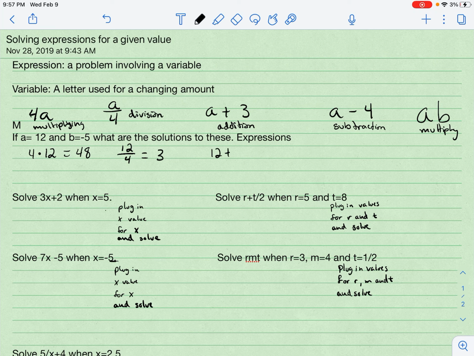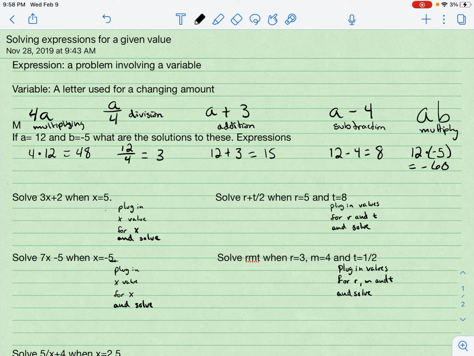So here you've got 12 plus 3 equals 15. Then 12 minus 4, which equals 8. And then the last one is going to be 12 times negative 5. Okay, you've got a positive times a negative, so your outcome is going to be negative, and that would be negative 60. So this is all that we're really looking at today: we're given a value for our variable. We're just going to plug it in and solve.